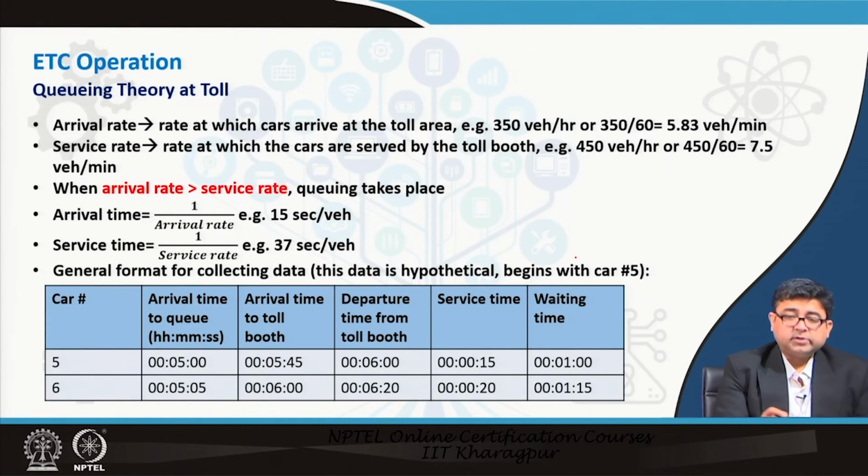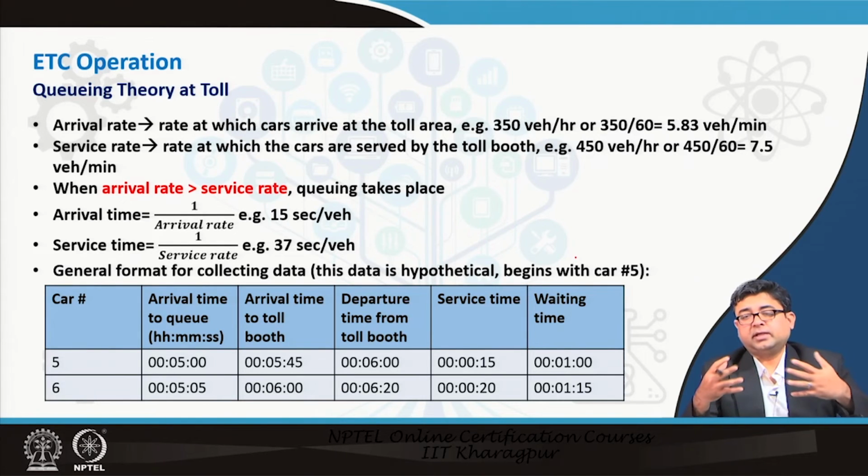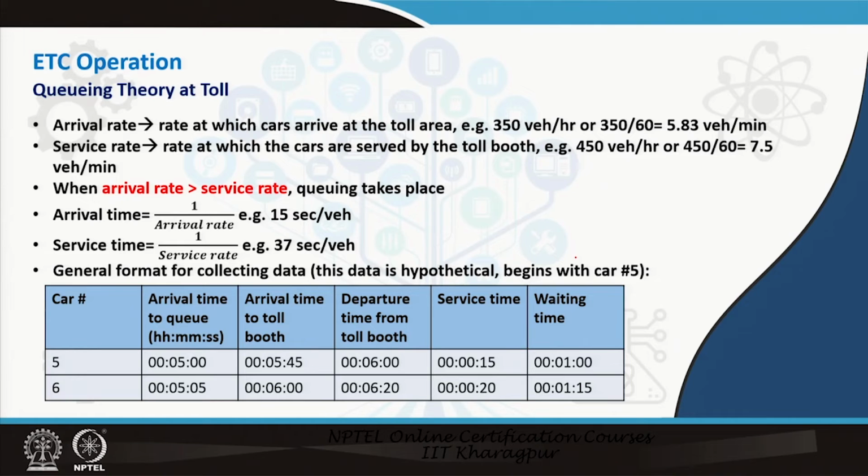So, if you understand the queuing theory, then you will understand how electronic toll collection minimizes the delay that happens. By minimizing the delay for one car, and then accumulating this reduction in delay for the entire system of cars that are approaching or going through the toll plaza, you can get the benefit of electronic toll collection.